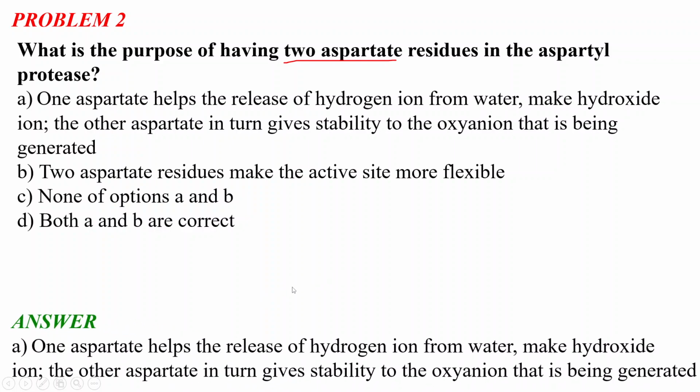Okay. So the correct answer of this question is option A. One aspartate helps the release of hydrogen ion from water, make hydroxide ion, and the other aspartate in turn gives stability to the oxyanion that is being generated.